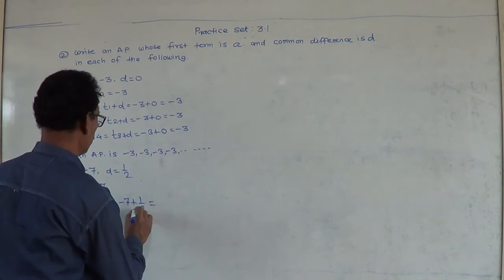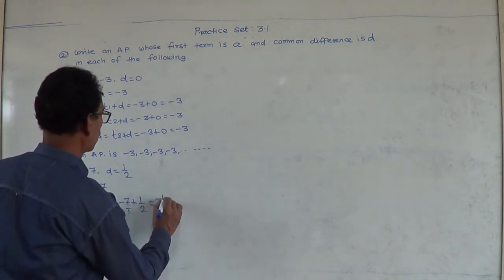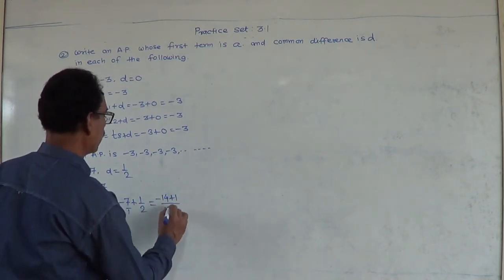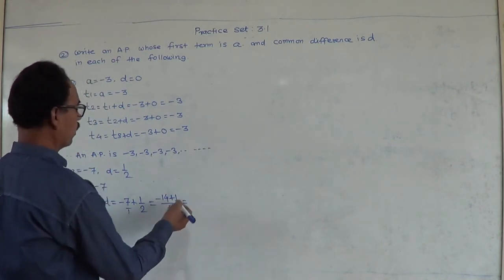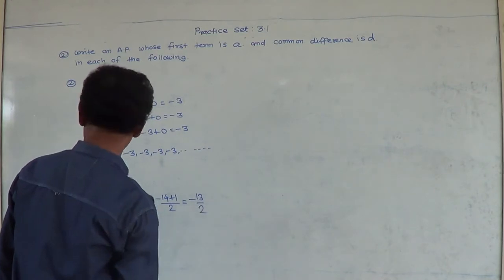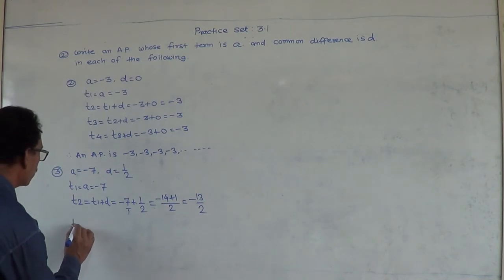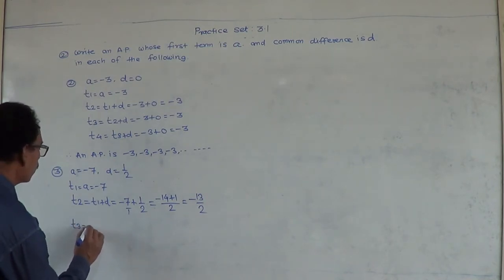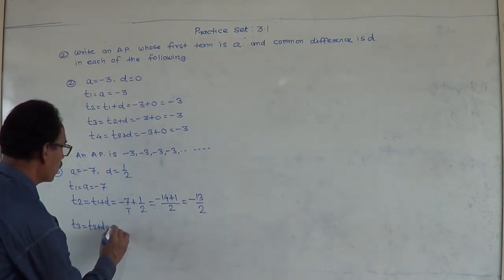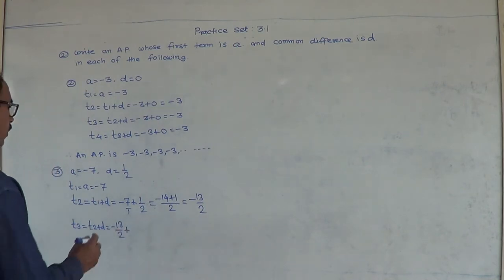Now we will solve this. Take here 1, -7 into 2, that will be -14. 1 into 1, this is 1, divided by 2 into 1, that is 2. The answer will be minus 14 plus 1, that will be minus 13 divided by 2. So our second term is minus 13 by 2. To find T3, T3 will be equal to T2 plus D, where T2 is minus 13 by 2 plus our D is 1 by 2.